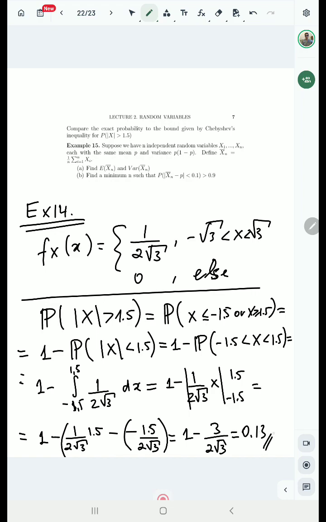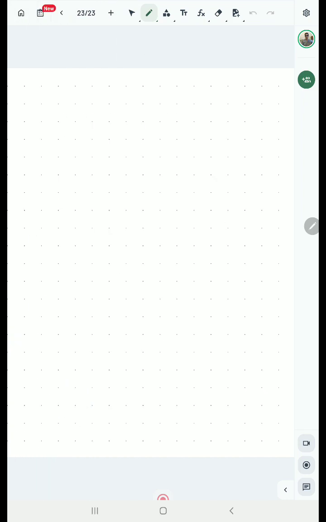Now we are asked to find the Chebyshev bound, I mean the upper boundaries using Chebyshev's inequality. So for that, remember, for Chebyshev's inequality, you have to find the mean and variance of the random variable. So first, let's find the mean of the random variable.